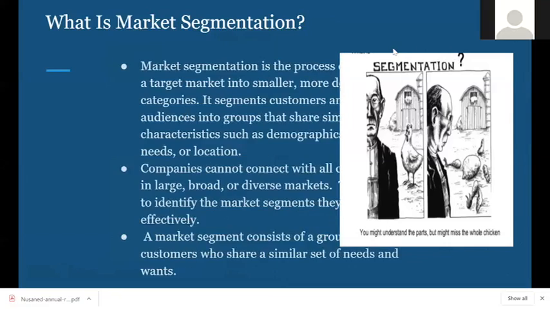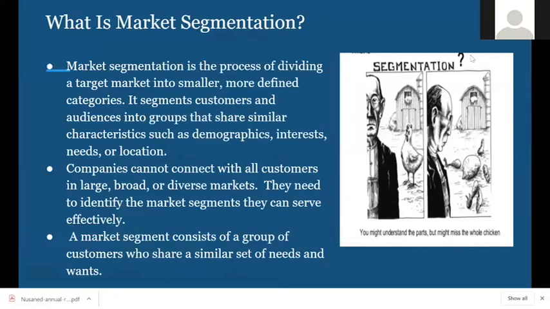Okay, so we will be dealing with the introduction, the types and the pros and cons. Basically, for any company to survive and to decide on its product with so much diverse people, even if you consider gender, and even within a gender, there is so much diversity of thoughts and choices. So this is where market segmentation takes place, because companies cannot connect with all the customers in a large and broad sense. Market segmentation is dividing the whole market into smaller slices defined in various categories, whether demographic, interest, needs, or location. These segments consist of people who have similar sets of needs and wants.